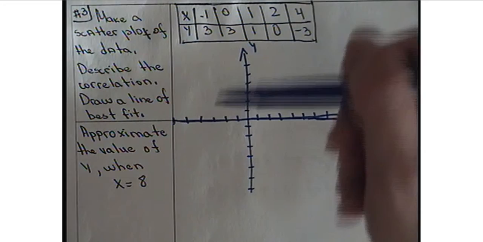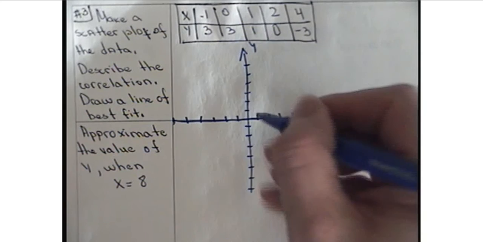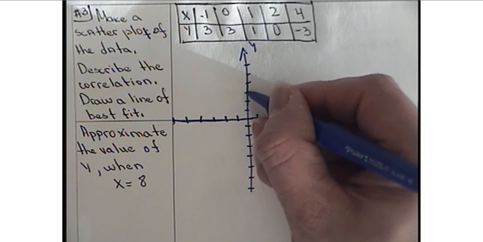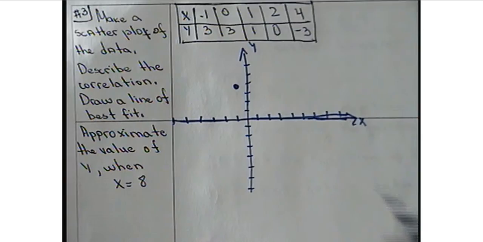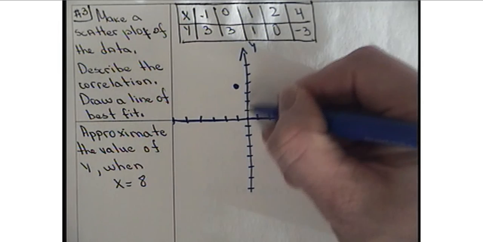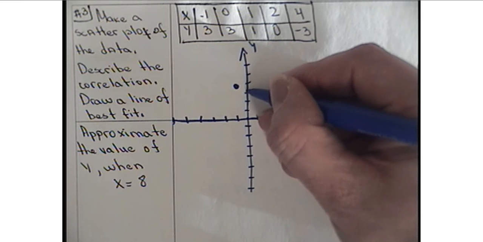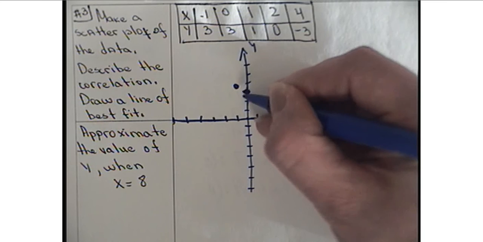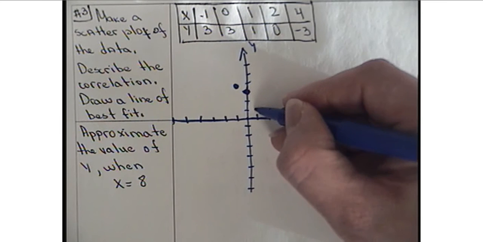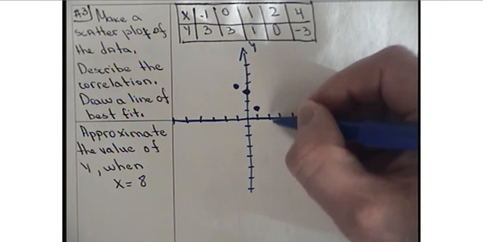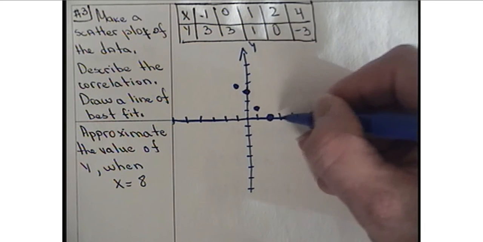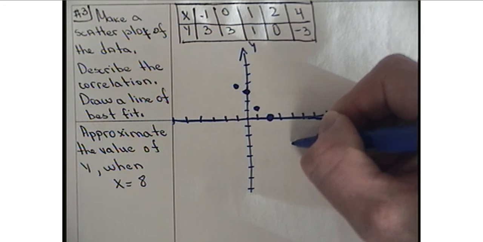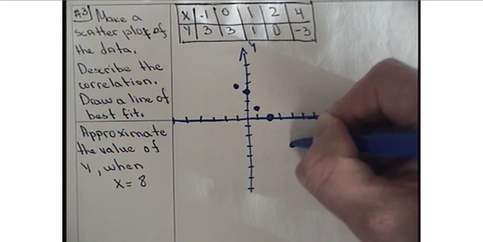So first point, negative 1 for x and positive 3 for y. That will be my first point. Then we have 0 for x and 3 for y. Okay, then we have 1 and 1 right here. Then we have 2 and 0. And then we have 4 for x, and negative 3 for y.